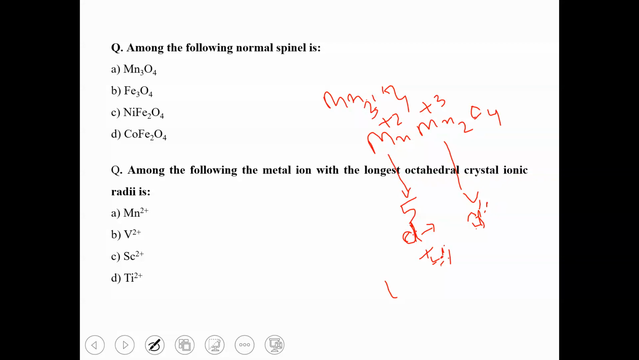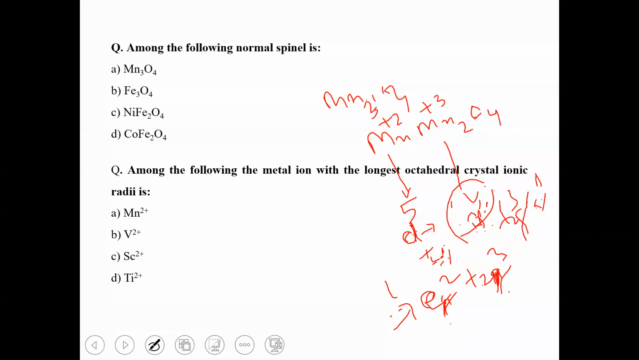So what will be the electronic configuration? It will be e2 and t2 3. Sorry, not g, just e. Okay. And if I talk about d4 in octahedral, what will be the electronic configuration? It will be t2g3 and eg1. Okay.